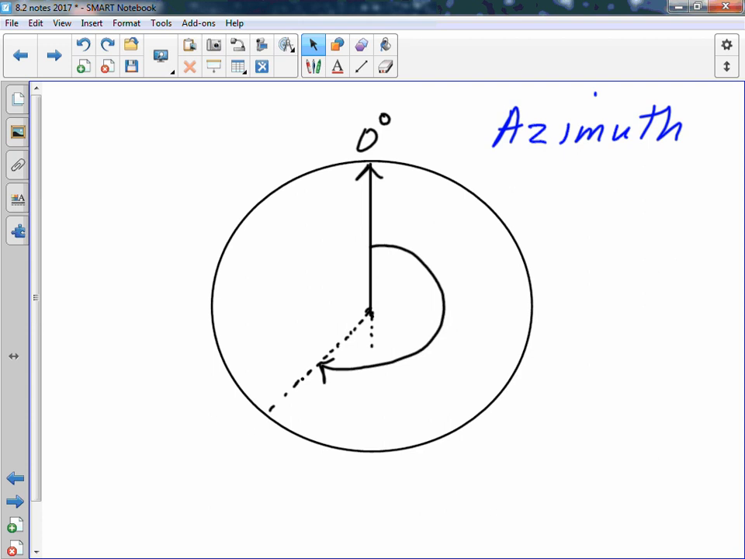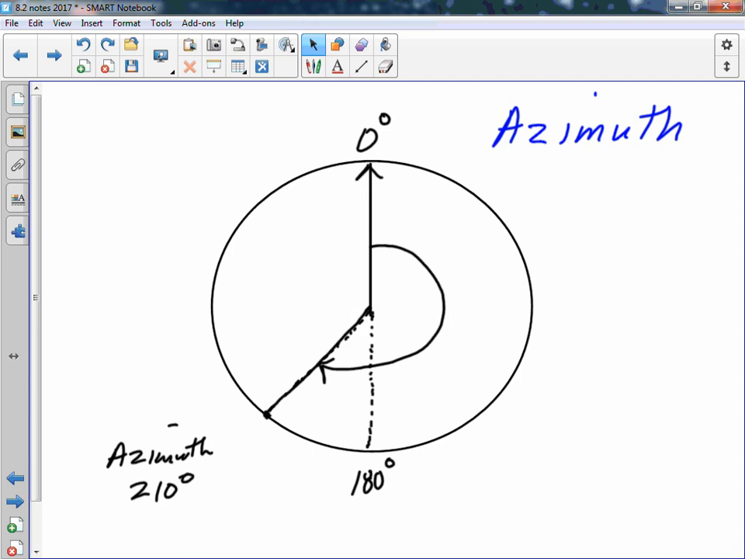Easy way to think about it is, well, where is 180? Straight south is 180, and then that's another, I don't know, 30 degrees. So that would be an azimuth of 210 degrees out to there.